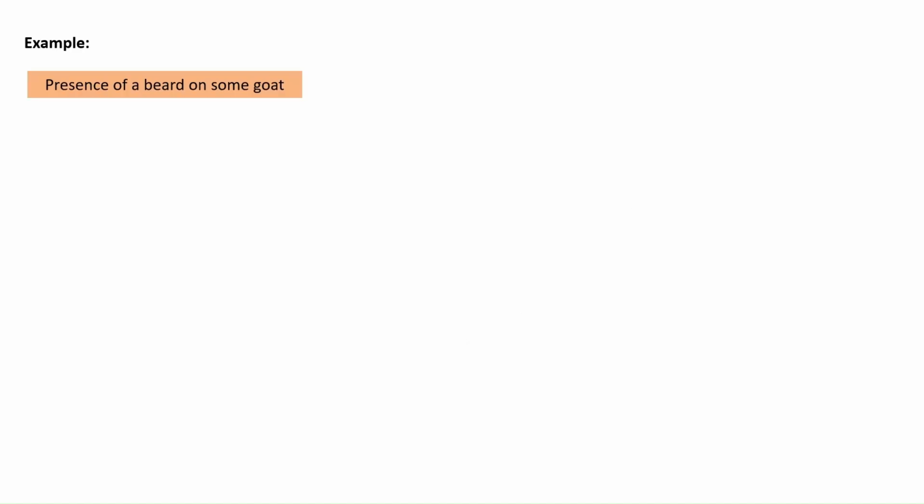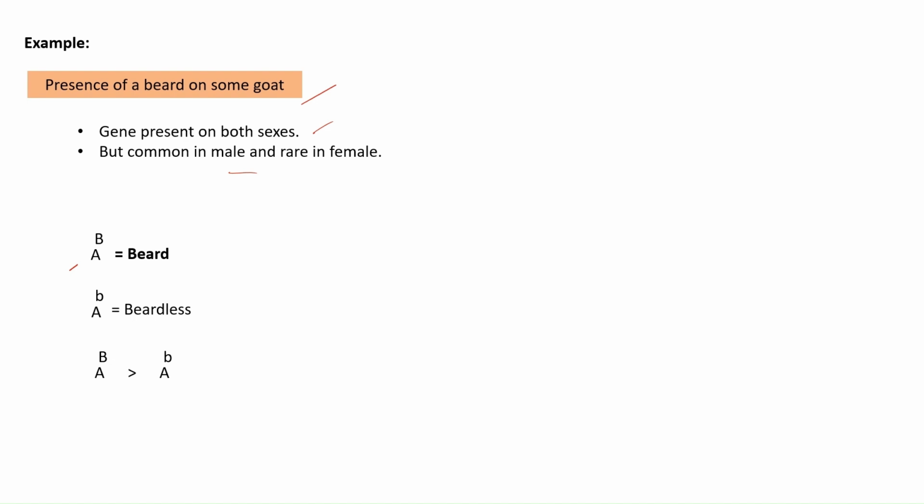Now, one such example is the presence of a beard in goats. The gene for this phenotype is present in both sexes, but it is common in males and rare in females. Capital B stands for beard and small b for beardless. Capital B is dominant over small b. That means capital B is the dominant allele and small b is the recessive allele.